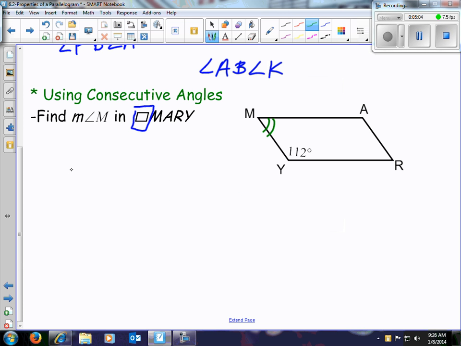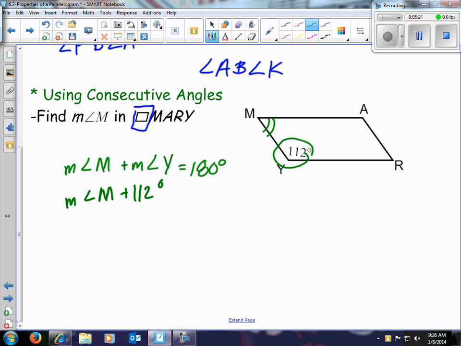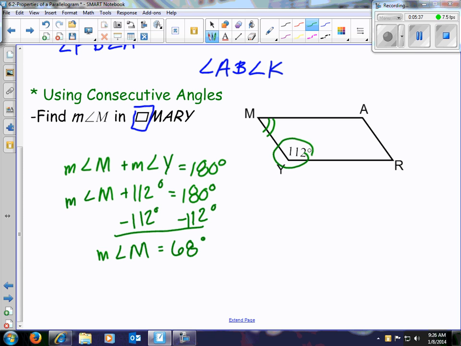So I can say that the measure of angle M plus the measure of angle Y is equal to 180 degrees. And I already know what the measure of angle Y is. So I can say the measure of angle M plus 112 degrees is equal to 180 degrees. Now I do some simple algebra, minus 112 on both sides. So now I have the measure of angle M is equal to 68 degrees.